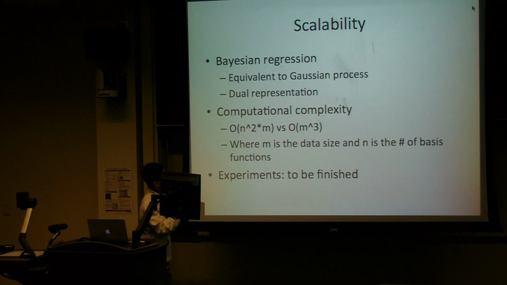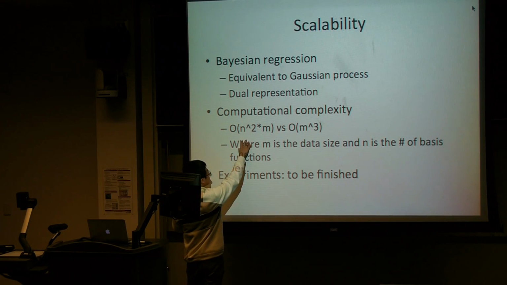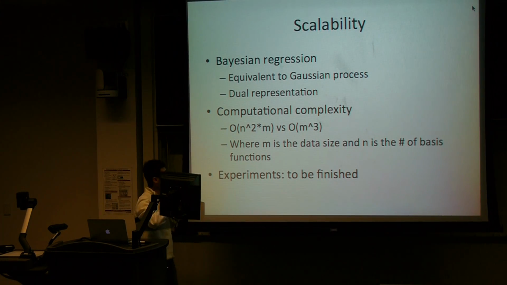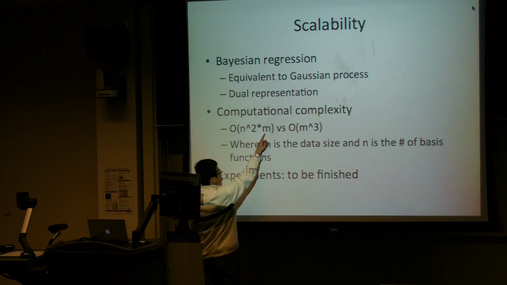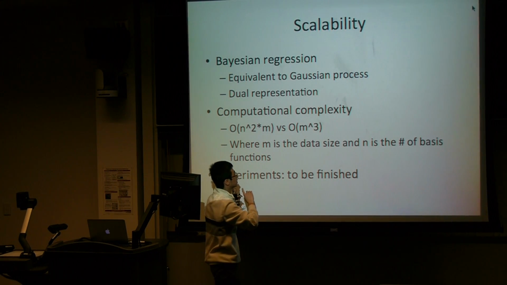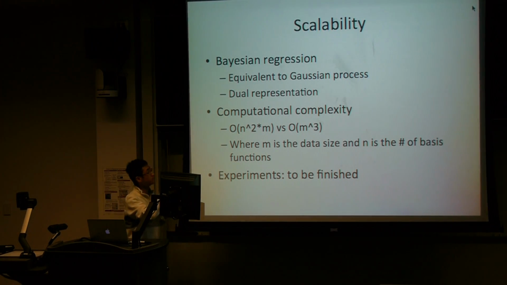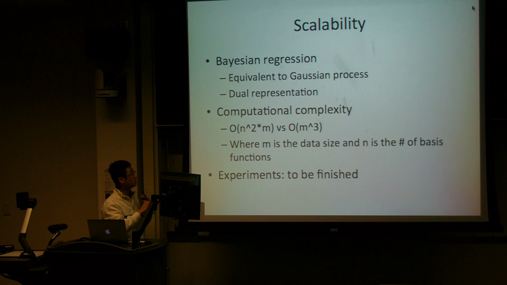The computational complexity for this Bayesian regression is n squared times m. Here n is the number of basis functions, m is the number of data points. But for the original kernel method, the computational complexity is m cubed. For this Bayesian regression, the computational complexity scales linearly with the number of data points. And we can try this Bayesian regression on some very large data sets. But unfortunately, the experiment is not finished yet. Hopefully, I can finish before the final report.